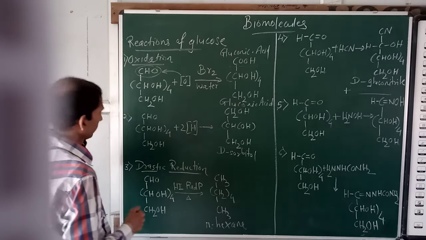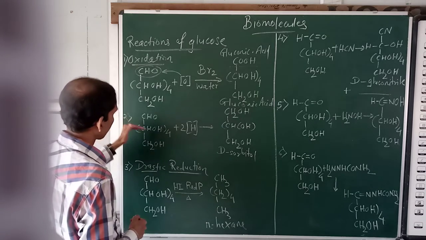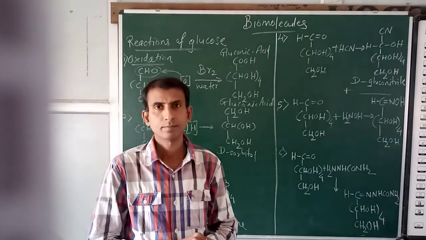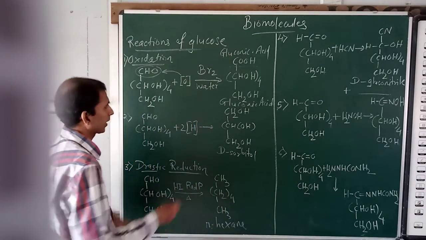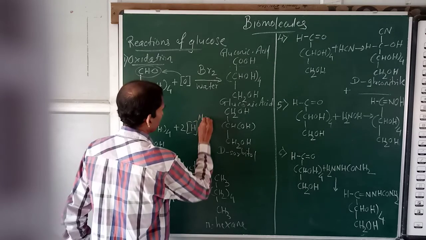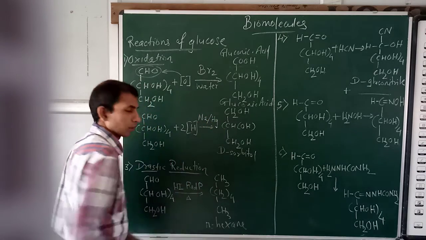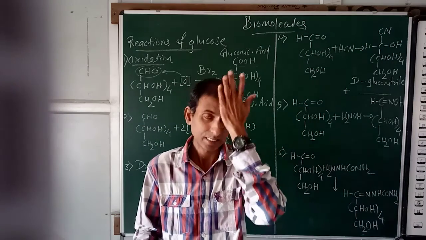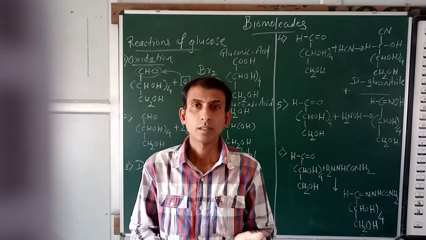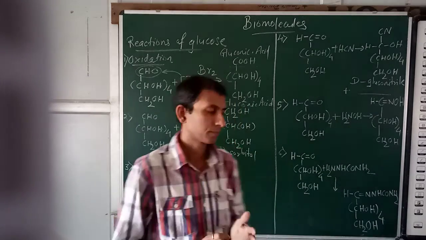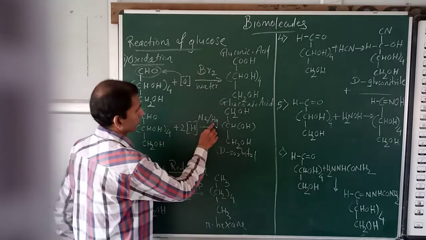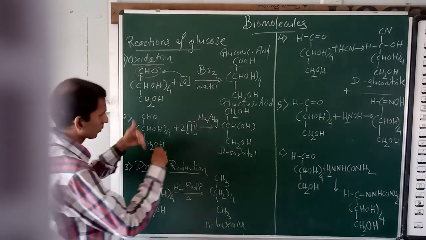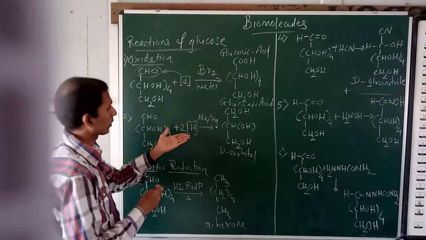Now the second reaction here, reduction reaction. Partial reduction of glucose is carried out in the presence of sodium amalgam. What is an amalgam? You know, right? Amalgam is a mixture of metal and mercury. Metal and mercury is called amalgam, and the role of this particular catalyst here is to produce nascent hydrogen.